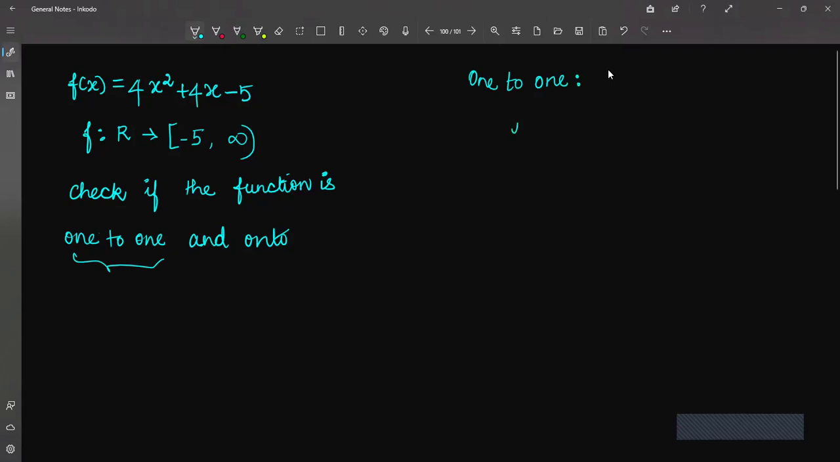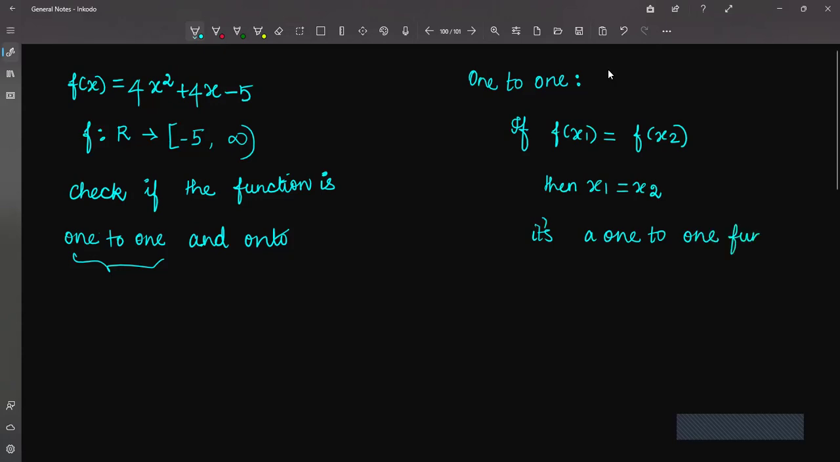So to start with, one-to-one function. If a function satisfies this condition, that is, if f of x1 is equal to f of x2, then we can conclude that x1 is equal to x2. If this is satisfied for a function, then we can say that it is a one-to-one function. So look at the function itself.